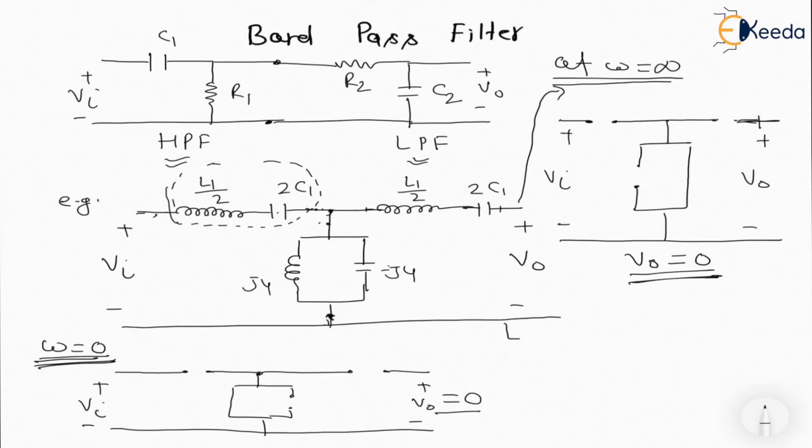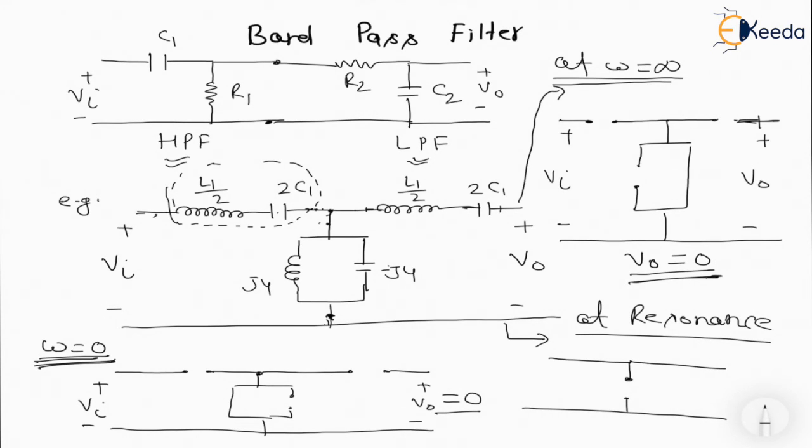So we are drawing this circuit at resonance. At resonance, this first half will be represented by short circuit and this by open circuit, and this once again by short circuit. So plus minus Vi, plus minus V naught. We can see clearly that at condition of resonance, we are getting V naught is equal to Vi. Means we can say that at resonance we are getting the signal at output. So here it is all about the band pass filter.